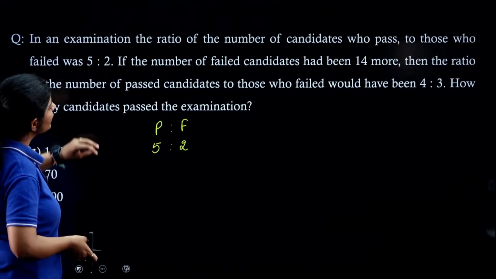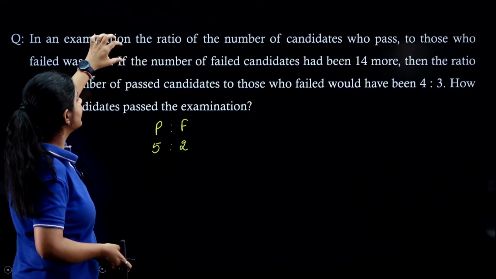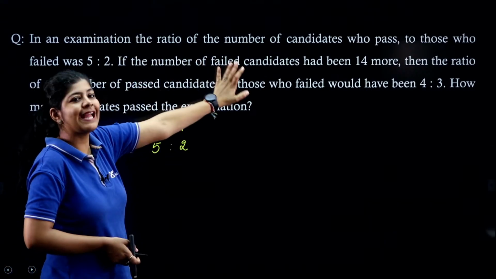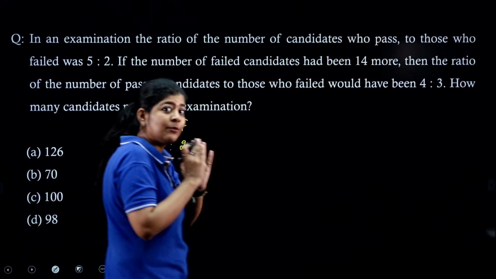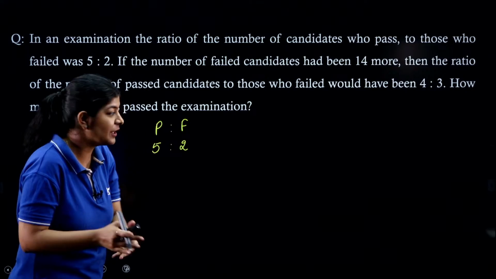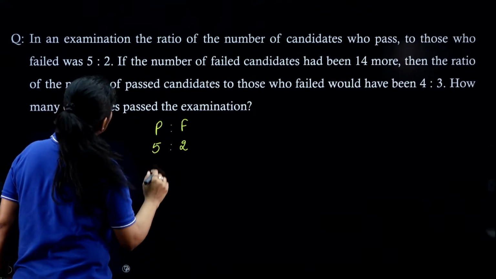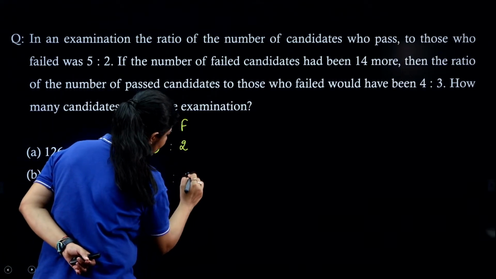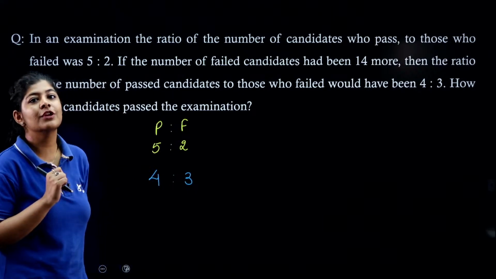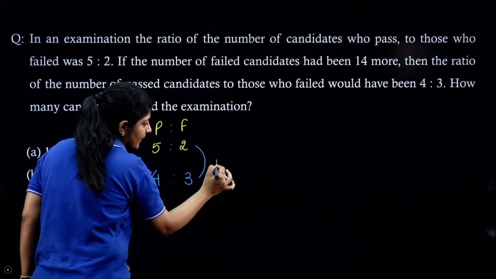Okay. So the question is saying that after giving this ratio, there is a condition. If the number of failed candidates had been 14 more, if 14 more candidates fail in the examination, after that condition the ratio will become 4:3. The difference that we are getting in between is 1.